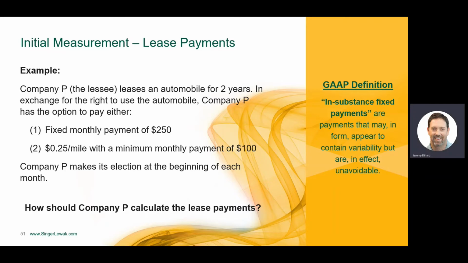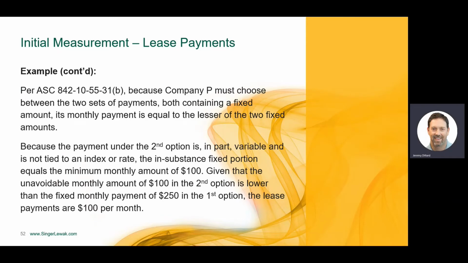Also note that this example highlights a concept in Topic 842 of, quote, in-substance fixed payments. These are payments that may appear to be variable, but have an element to them that is unavoidable. In this example, the second option would be an in-substance fixed payment because there's a minimum payment of $100. So ASC Topic 842 will tell you that you need to use the lesser of the 2 payment options. In this case, that's the $100 payment option. So when the company uses the second payment option that includes both fixed and variable payments, the company should exclude the variable payments of 25 cents per mile driven from its calculation of the future lease payments. This is excluded because the variable payment is not tied to an index or rate.